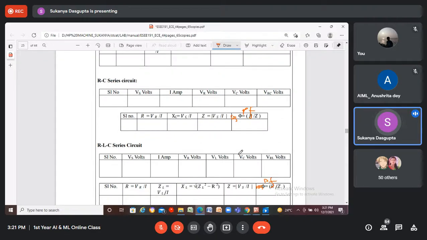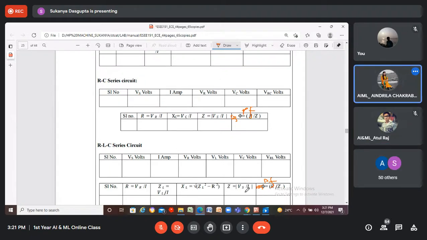And why will XL have higher priority? From the readings, we have checked that VL is higher than VC. That means the circuit is more inductive. Is it clear to everyone?